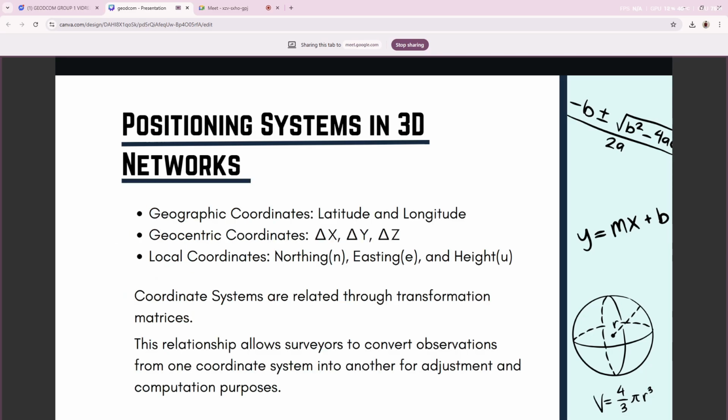In a 3D network, different coordinate systems are used, such as geographic coordinates, geocentric coordinates, and local coordinates. These systems are related through transformation matrices, allowing surveyors to convert observations from one coordinate system to another.